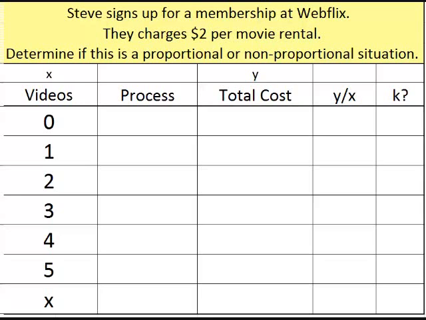Determining if a situation is proportional or non-proportional by looking at a table. Here's a situation, pretty simple one, just somebody renting movies. We're going to look at it and see, is this a proportion or is it a non-proportion?